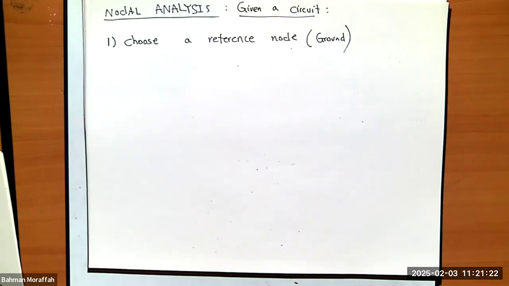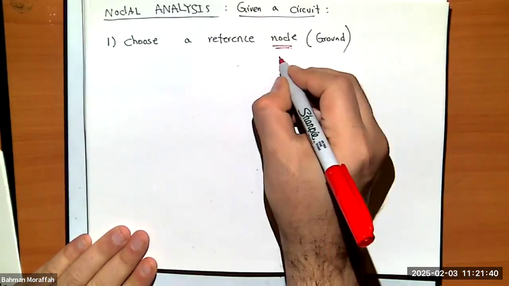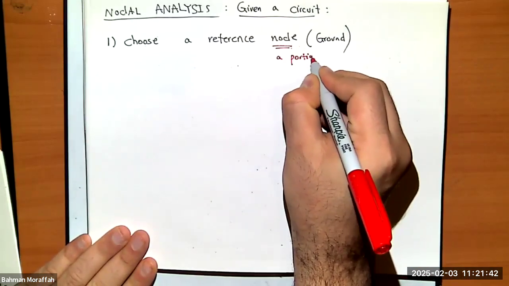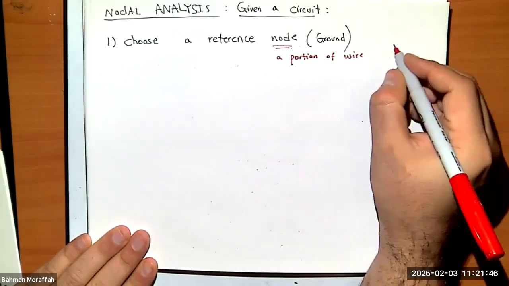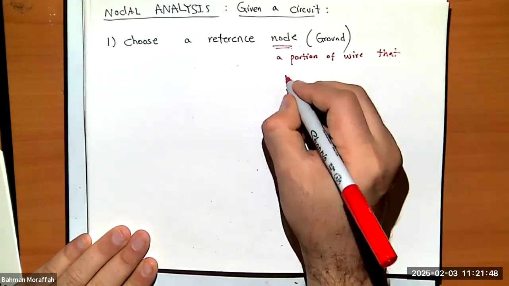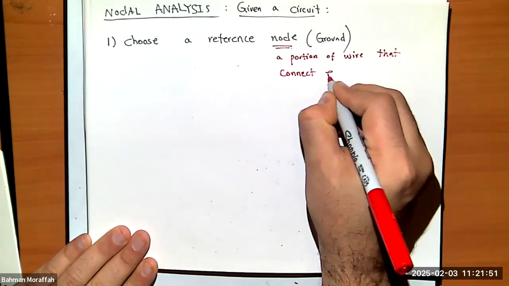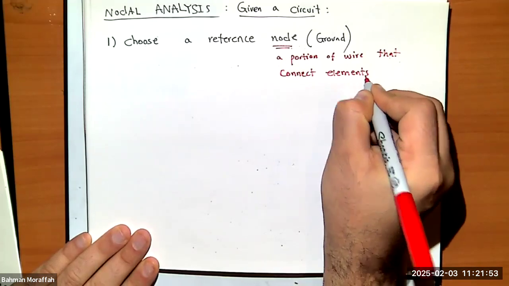But let's just clarify a few things in that sentence. What is a node? It's basically a portion of wire that connects a bunch of elements, right? So whenever we're talking about a node, it's a portion of wire that connects elements, right?